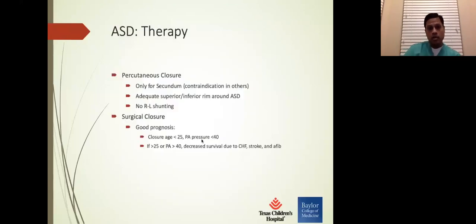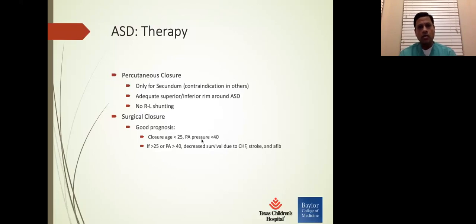So usually the therapy of ASD is either percutaneous closure or surgical closure. Percutaneous closure is usually recommended only for secundum ASDs. It is a sort of contraindication for other ASDs. There have been a few case reports where there were attempts to close superior sinus venosus ASDs using a device with a combination of covered stents, but that is not a standard of care.